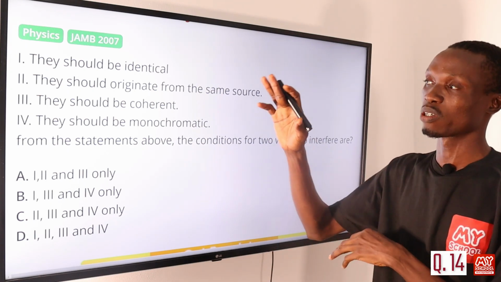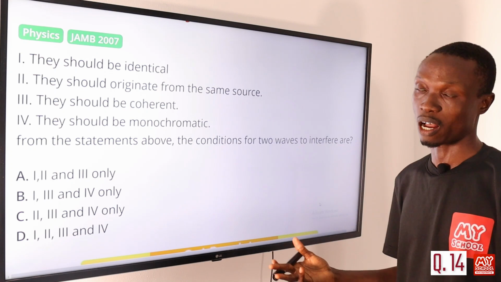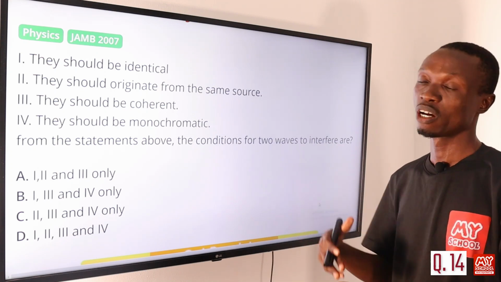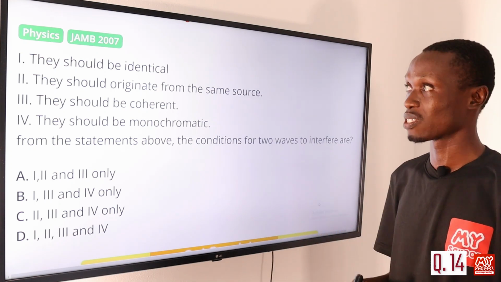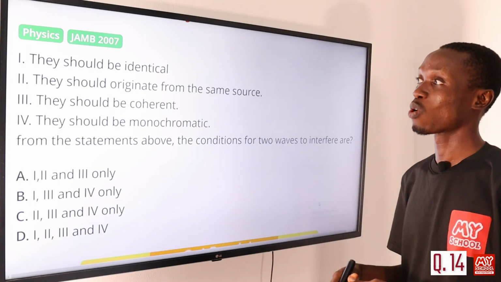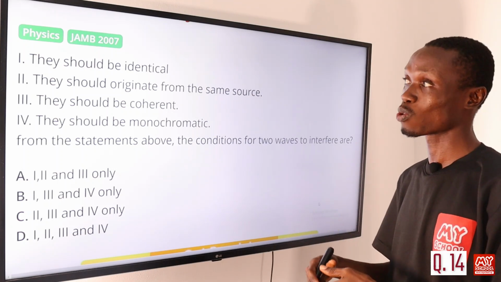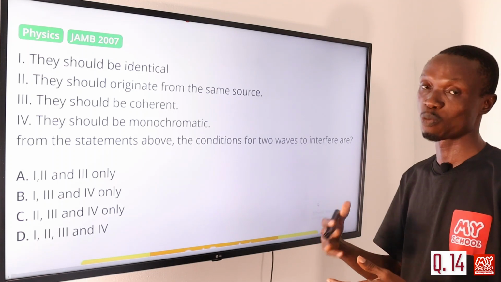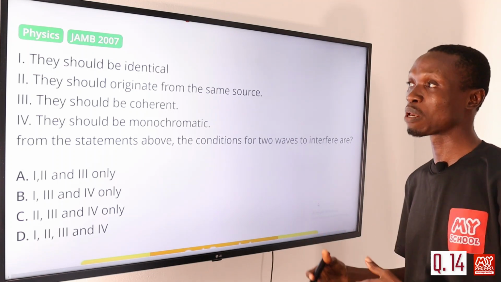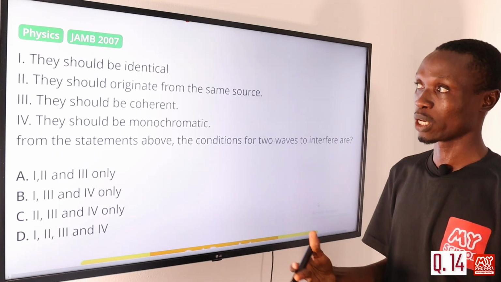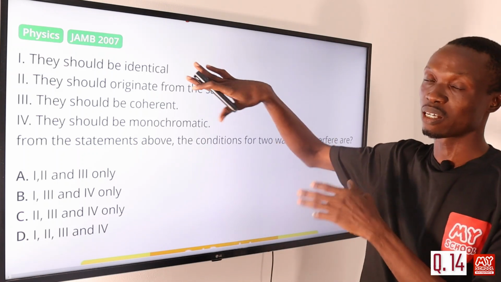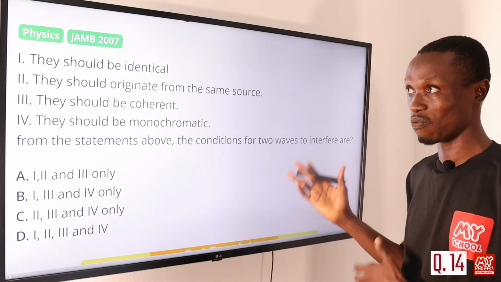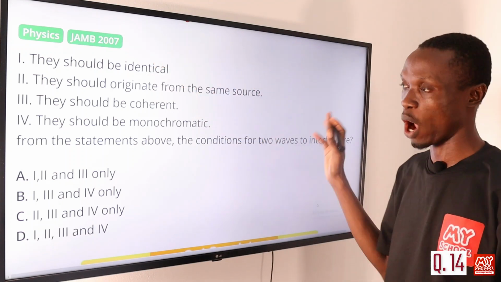So one of the conditions is that they should be identical. If we say identical here, we mean they should have the same frequency, the same wavelength, the same amplitude, and they should also be in the same phase. Although they may have different amplitudes, the most important condition here is that they should have the same frequency and wavelength. So I is required.